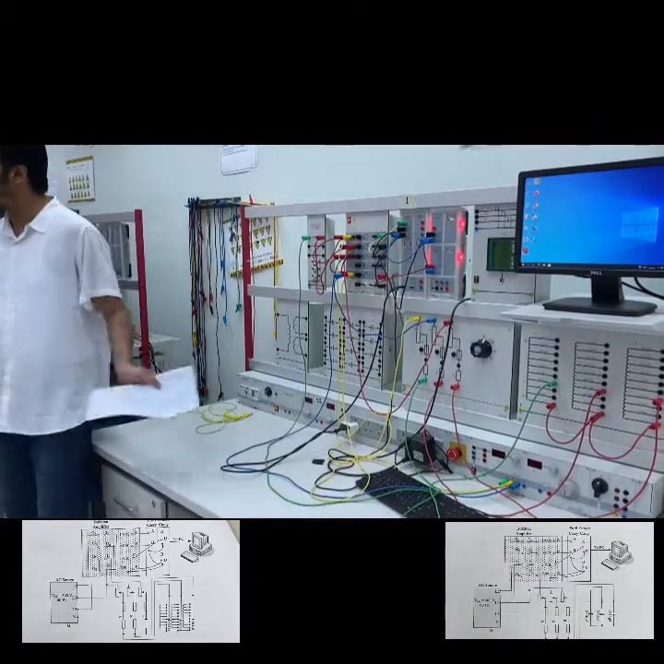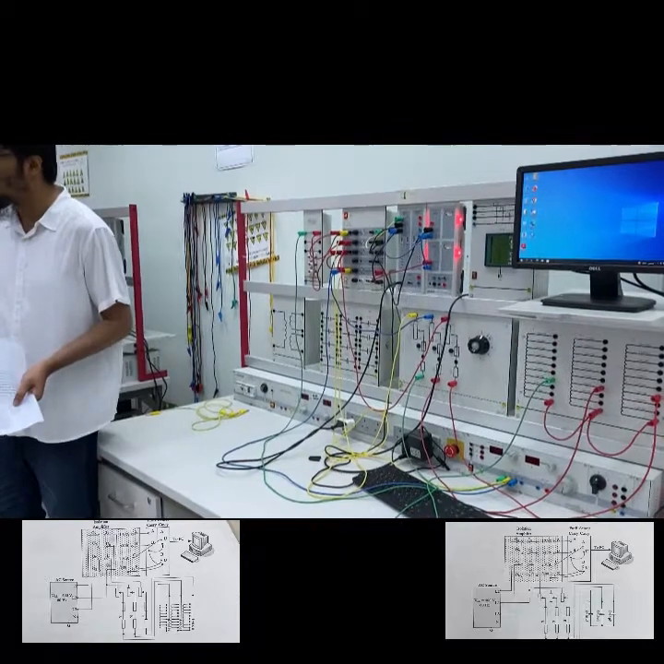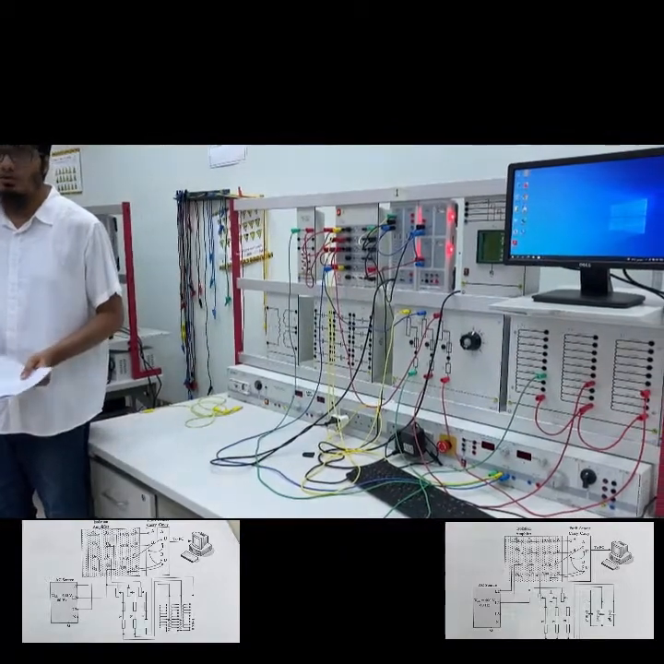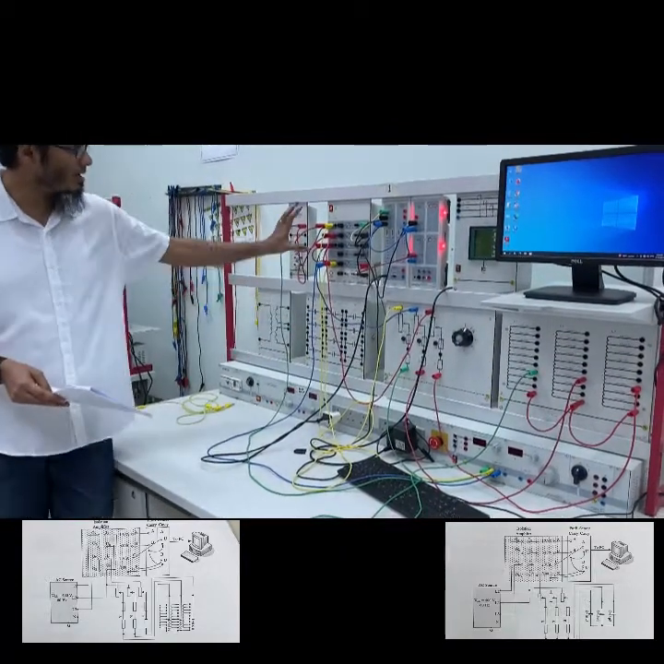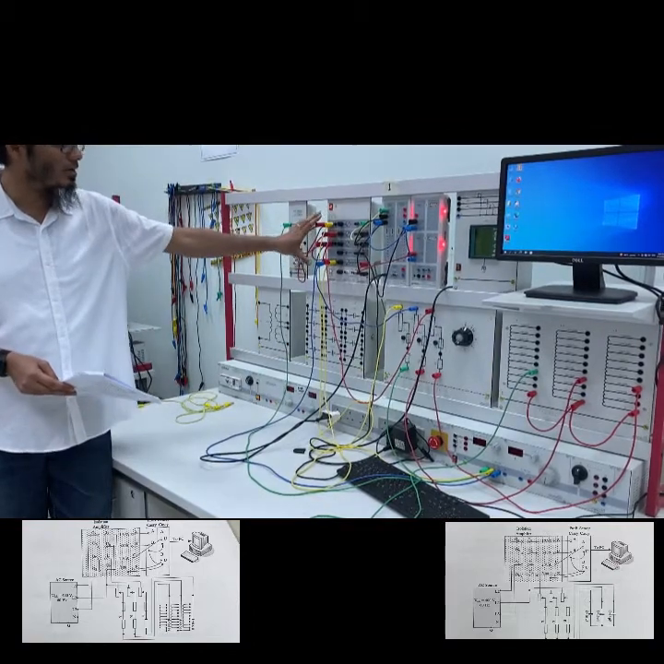But here we are not connecting any single phase load, right? So that's why we haven't connected the neutral point. Okay, this is an important thing. And these are the connections of the isolation amplifier.